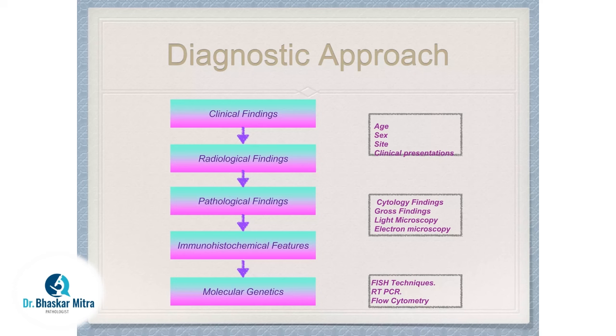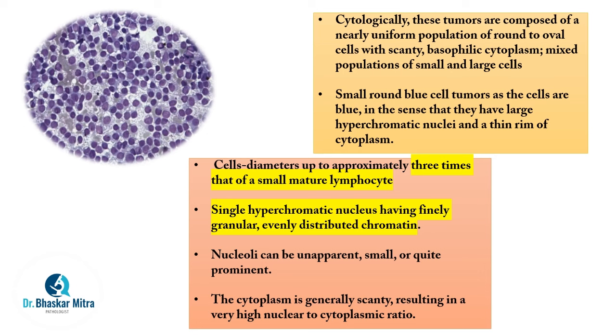Then come the pathological findings, which are in our domain, followed by a group of immunohistochemistry tests to determine the nature of these cells. And finally, the molecular genetic people do FISH, RT-PCR, even flow cytometry. Using these techniques, they find out the genetic basis of the disease.